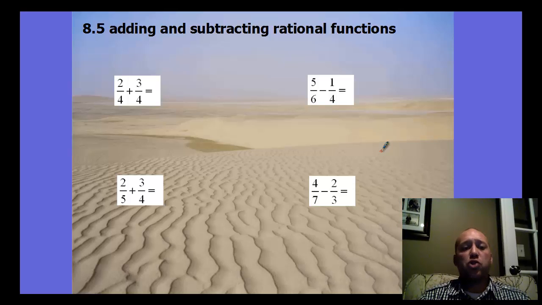Honors Algebra 2, Chapter 8, Section 5. We're going to look at how to add and subtract rational functions. But before we do that, let's review how to just add and subtract fractions in general.